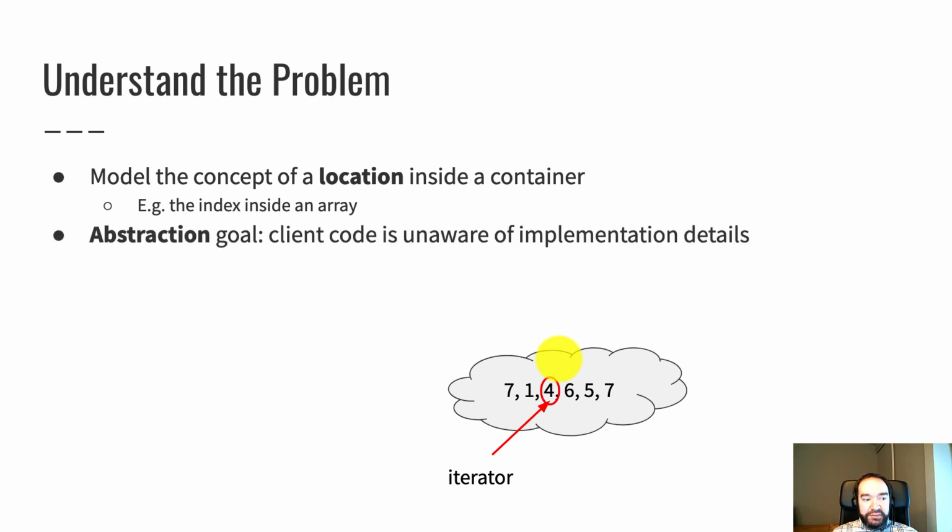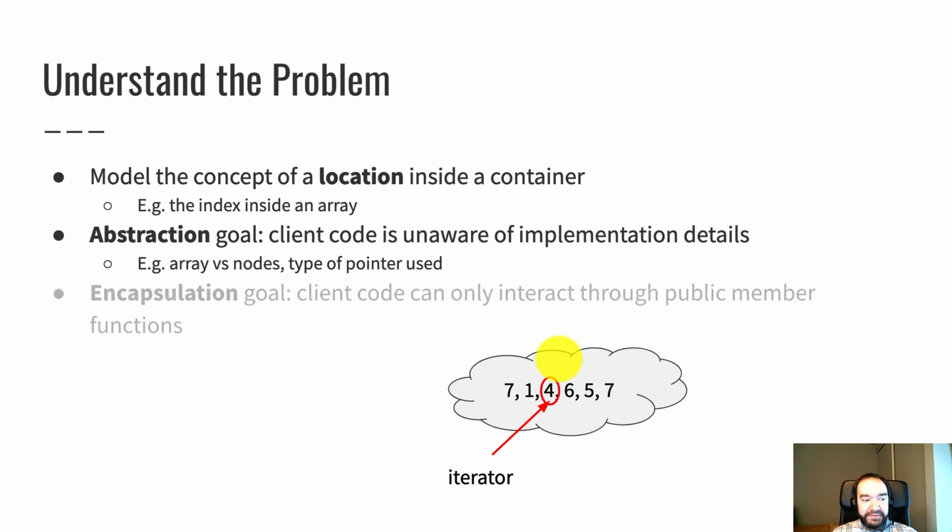Compatible with object-oriented programming, there are two design goals that they had. One is abstraction. The abstraction ideal is that client code should be unaware of implementation details. So if I use a vector and a vector iterator, I should not have to know about details like what kind of pointer is used to store the elements. Or if I'm using a linked list, I shouldn't have to know necessarily whether it's a singly linked list or a doubly linked list. I should be able to just have a list and a location inside of a list.